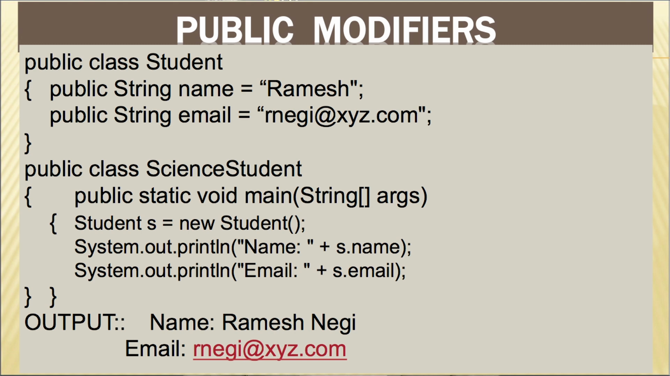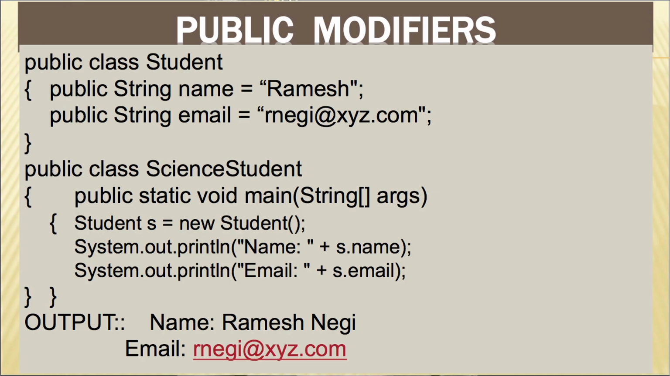Inside the public static void main we have the first statement, Student s = new Student. So we have defined the object of the Student class. In the next statement, System.out.println with name = s.name and s.email. So s is the object of the Student class. By using the object of the Student class, we use these two variables, name and email, and accordingly you can see the output. So the public modifier can be accessed from anywhere.